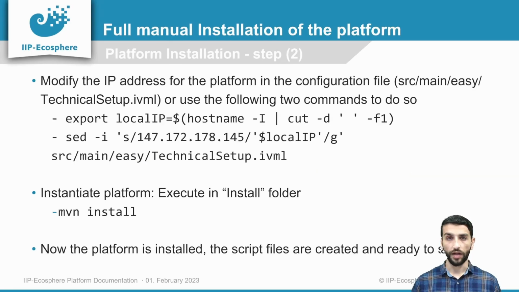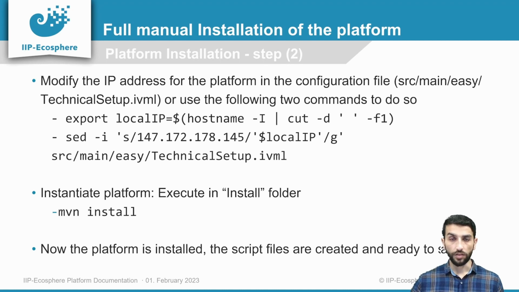You should modify the IP address of the platform in the configuration file src/main/easy/technical setup.ivml, or use the following 2 commands to do so. The first command will export the IP address of your machine. The second command will change the IP address in the technical setup.ivml file to reflect your machine IP address. We have to change the IP address to reflect our IP address because all the communication between the platform and devices should go through this IP address.